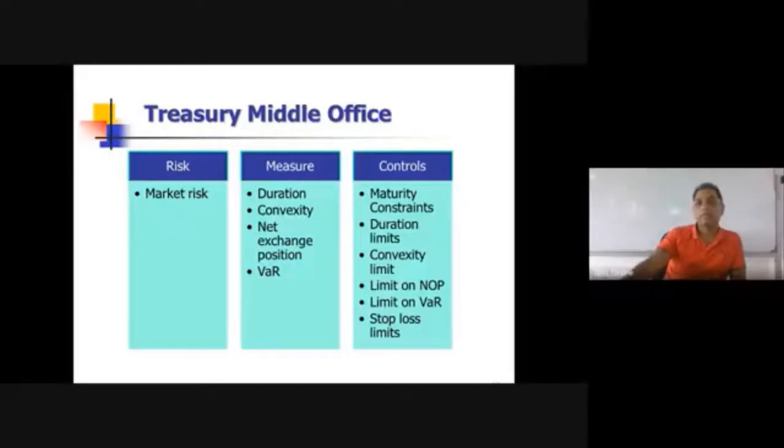The controls they have would be, they might limit the maturities of certain investments, duration in the same way. Convexity, how much of a convexity risk that we are happy to tolerate. Net open position, say, okay, we have a net open X amount, can we reduce that net open position? Can we reduce your VaR limits? Can we have smaller stop loss limits, etc.? So like I said, I won't go into detail of this. That's a separate risk discussion in itself. But these are the things that the middle office will look at from a market risk perspective.